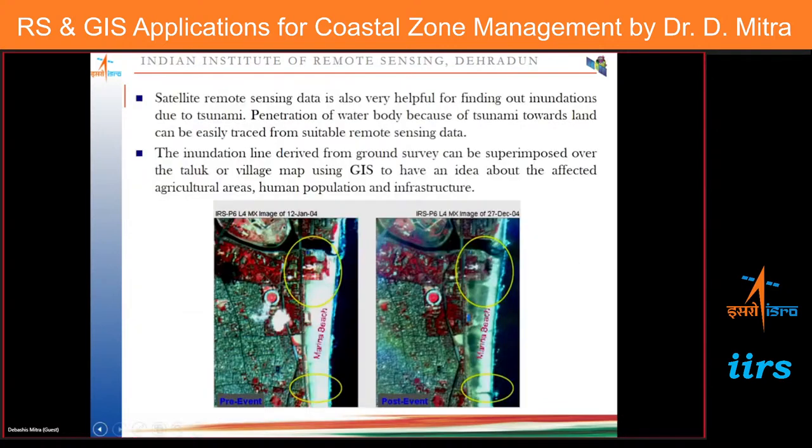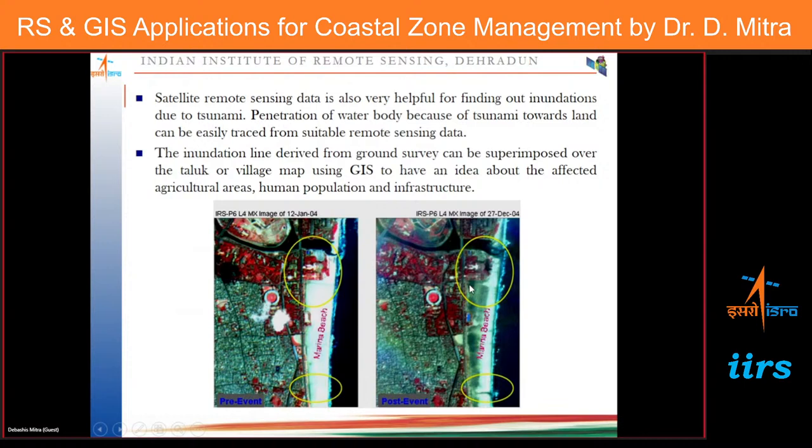So this is the Marina Beach. In the pre-tsunami, this is 12 January image, the tsunami came on 26 December 2004. You can see here the yellow circle. This is the Marina Beach here, but the post-tsunami 27 December, IRS LISS multispectral data. You can see all of Marina Beach is waterlogged. You can see a new creek has been formed. There is a temple. The entire temple has been destroyed. So this type of data we can find out from the satellite data.